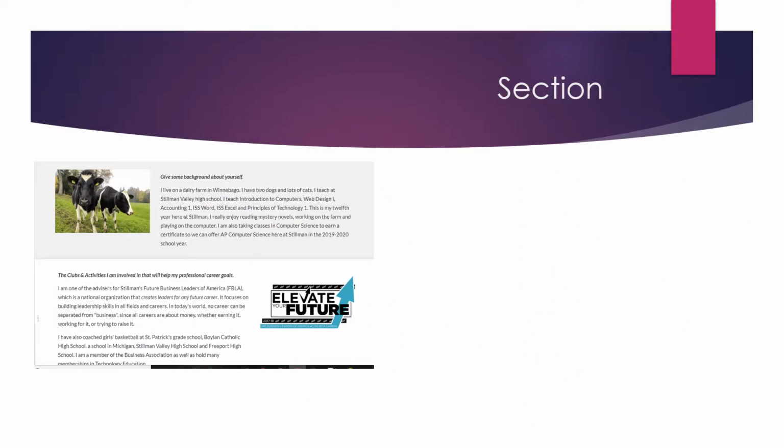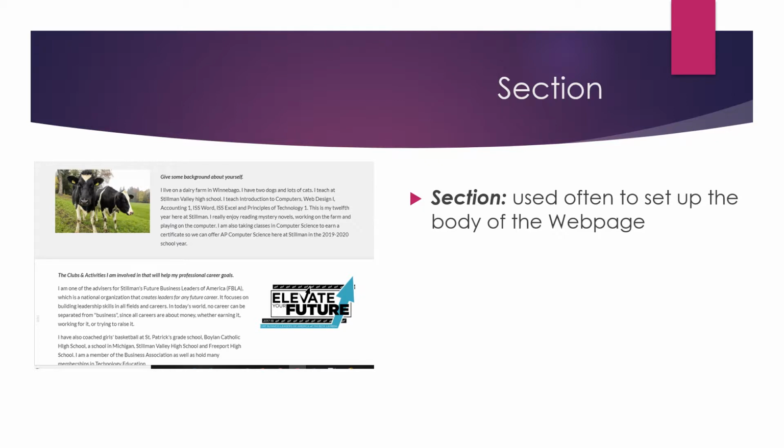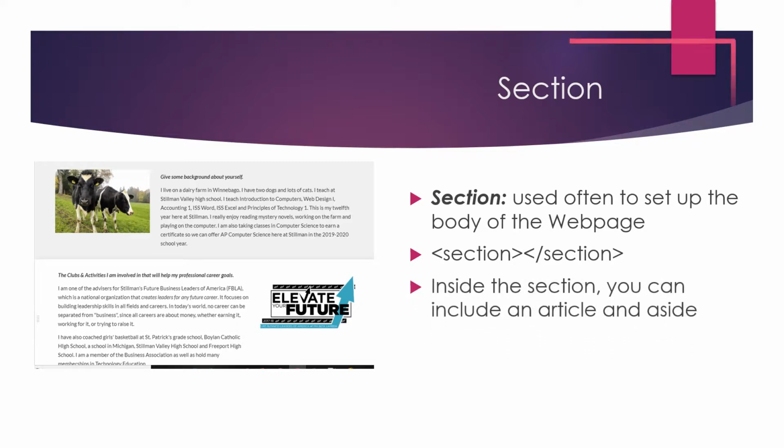The section tag. The section tag is used often to set up the body of the web page between the closing nav bar and the opening footer. The tags that you will use to set up your section are an opening section and a closing section tag. Inside those section tags, you can include an article and an aside or images.